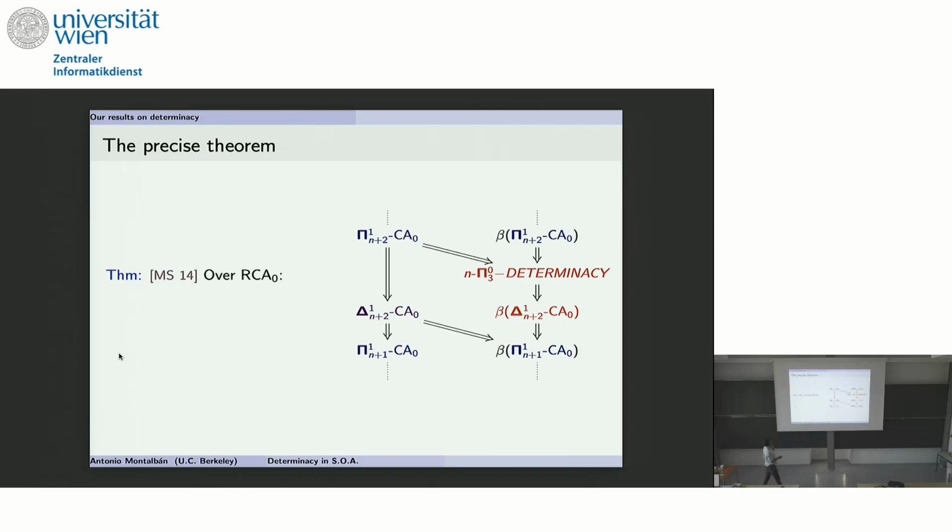Okay, so a more precise theorem now using this beta statement. Now we do get the reversals. So n-Π^0_3 determinacy is now sandwiched in between, and these are actual implications. We get reversals between β(Π^1_{n+2} comprehension) and β(Π^1_{n+3} comprehension), and these are all Π^1_3 statements. So if you move to that side, now you get reversals. That gives you a better way of stating where this statement sits.